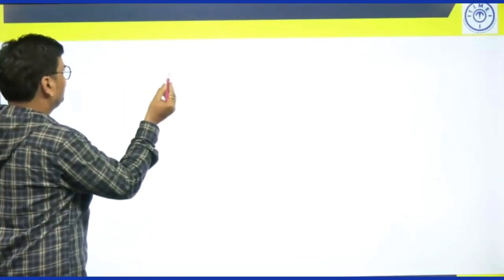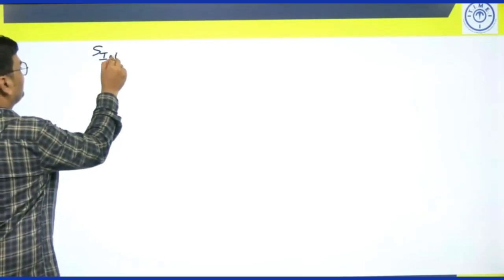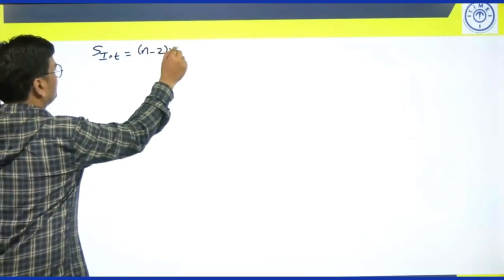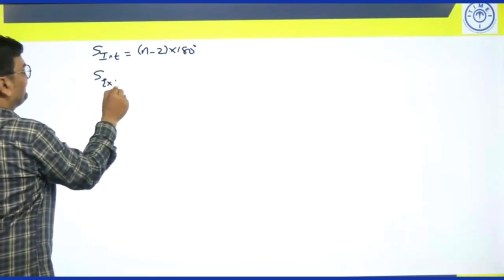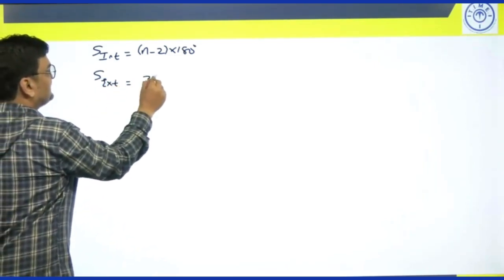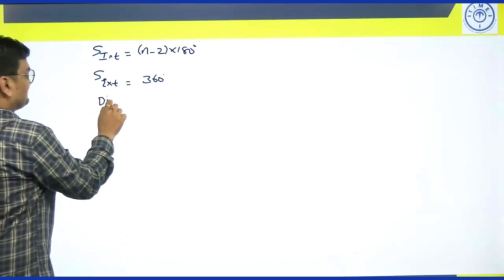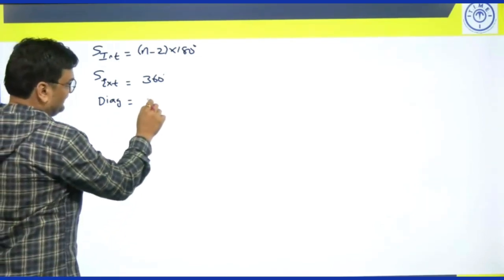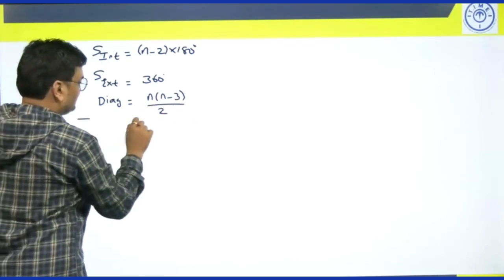When I say polygon, in a general polygon we have the following: the sum of interior angles in a polygon is always (number of sides minus 2) times 180 degrees. The sum of exterior angles will be equal to 360 degrees always. The number of diagonals in any general polygon is n times (n minus 3) upon 2.